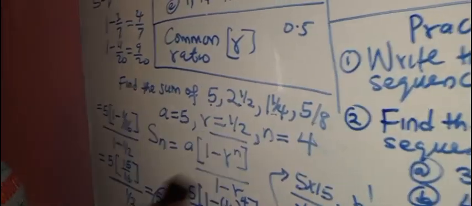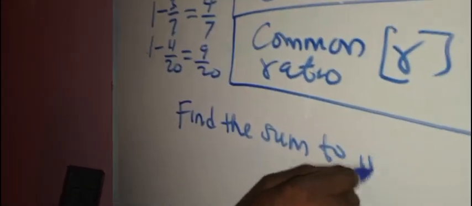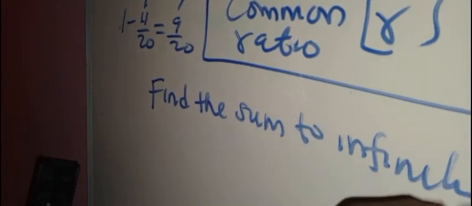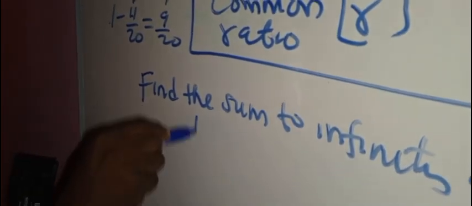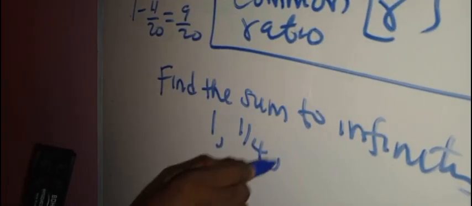In that case, let me just tell you what we do. I think I can clean this now. Okay, let's solve that. Let's say I give you this. Finally, find the sum to infinity of 1, 1 over 4, 1 over 16, 1 over 64. Then to infinity, that means continue, it doesn't have end.